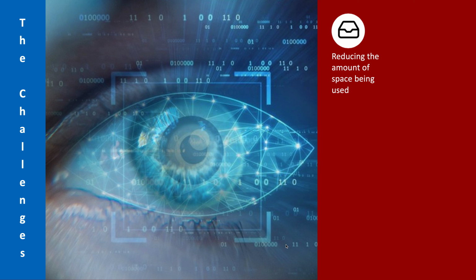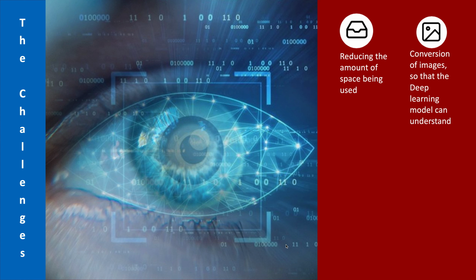Secondly, conversion of images into numbers. As we know, machines cannot understand pictures or words. They can only understand numbers. So how do we convert our pictures to numbers?